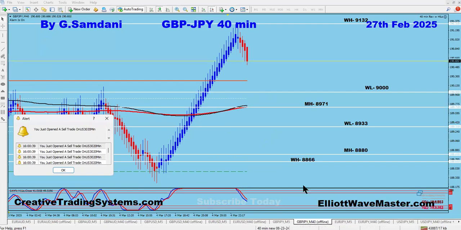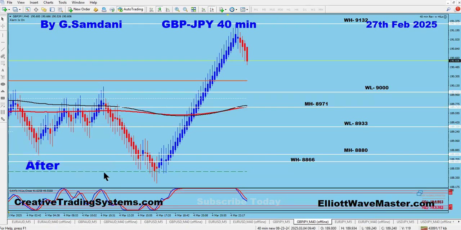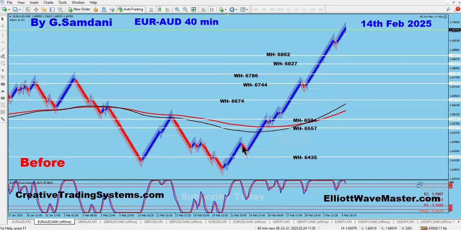Let me just close this. See, this is my alarm that tells me that there is a setup, right? Okay, it shuts up all on its own. So this is US 30. So forget about it. So now I have these 40-minute charts. For example, this Euro Aussie. It's right there, right? Look what happened.